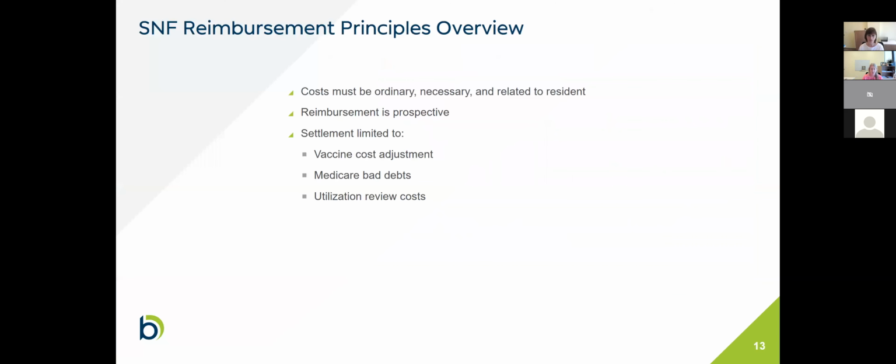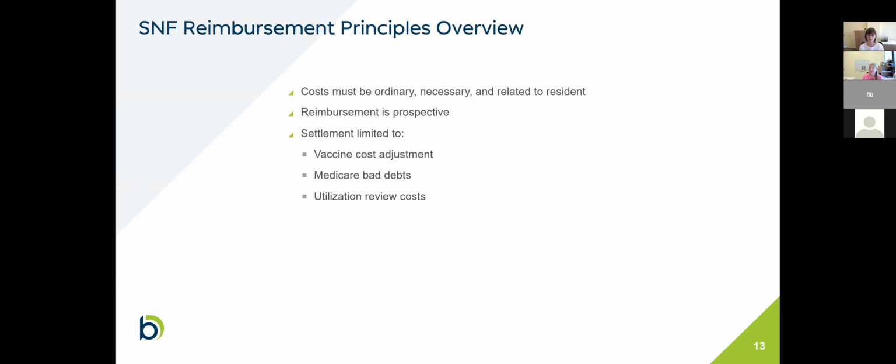Okay. So some principles of reimbursement, the underlying principles that drive what gets put onto a Medicare cost report. The costs on a cost report must be ordinary, things that a prudent buyer would consider to be reasonable. They must be necessary for the care of the residents.